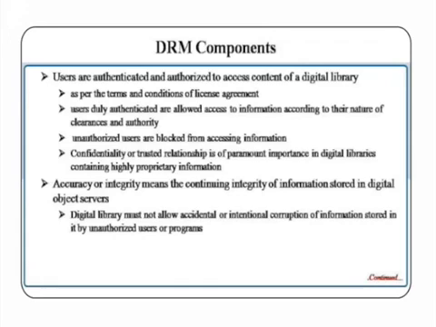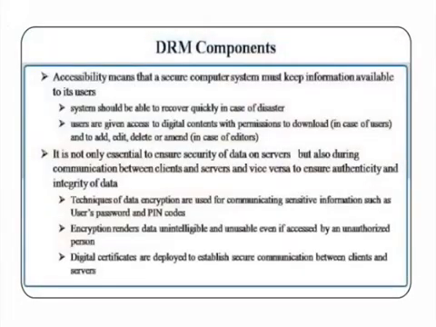Accuracy or integrity means the continuing integrity of information stored in digital object server. Digital library must not allow accidental or intentional corruption of information that is stored in it by unauthorized users or programs. Accessibility means that a secure computer system must keep information available to its users.